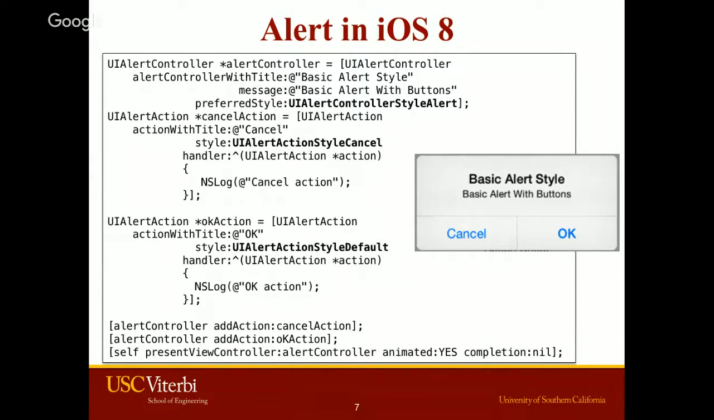Right here, in this code we actually added 2 different actions. One of them is a cancel action, and it has a cancel style. That doesn't really matter here, but remember for an action sheet, a cancel button is always anchored to the bottom. So having a cancel style means that if you're displaying an action sheet, it would always be put at the bottom. Then right here, we're adding the 2 actions to the alert controller, and right here, we're presenting the alert controller to the screen.